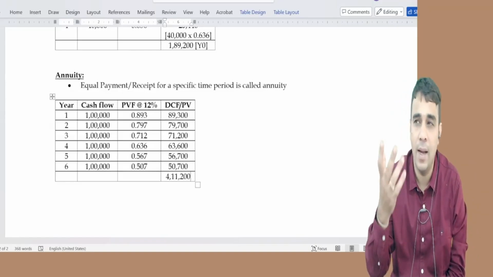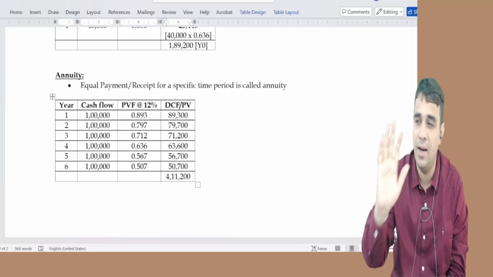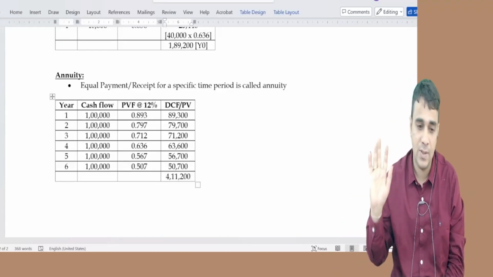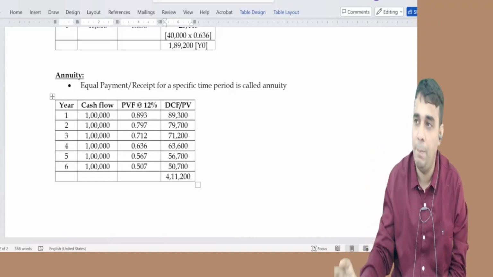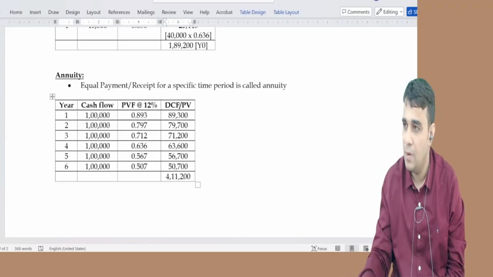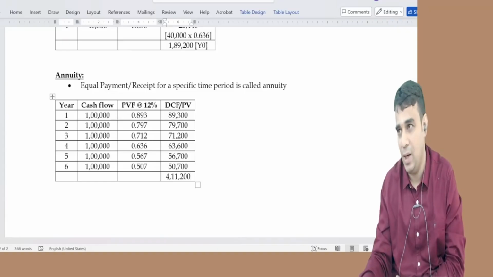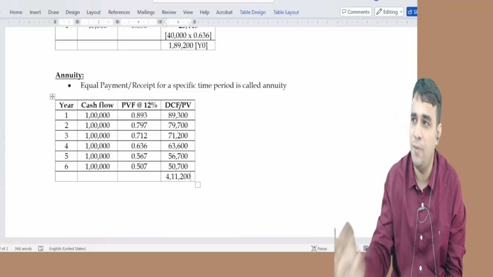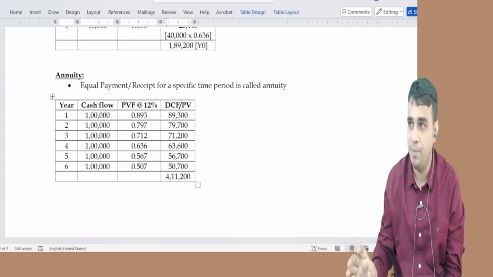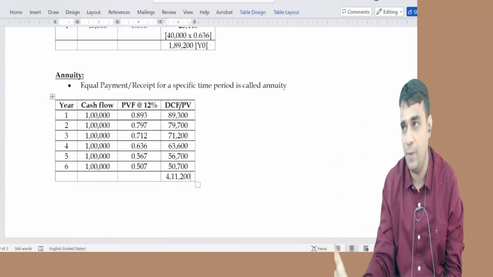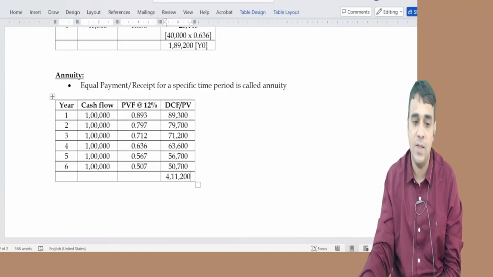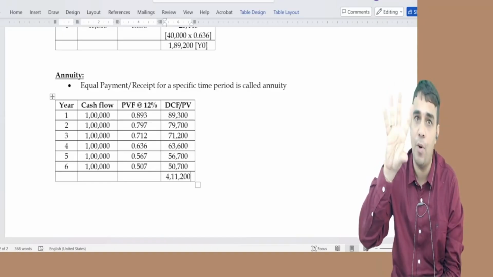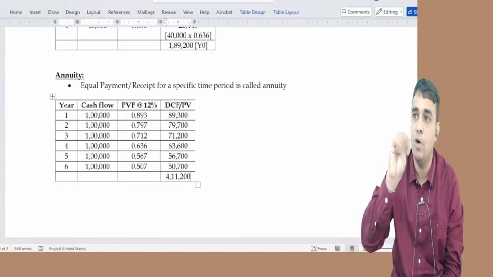This is one person who took a lot of effort and did this calculation. Every year we did discounting. I am explaining the example again. There is an equal payment or receipt happening for a specific time period, that is called an annuity, and I have done the calculation and got the present value of 411,200. If you do FVF, you will get future value. FVF is the future value factor. What is FVF? Year 1 value compounded for 5 years. Year 2 value compounded for 4 years.